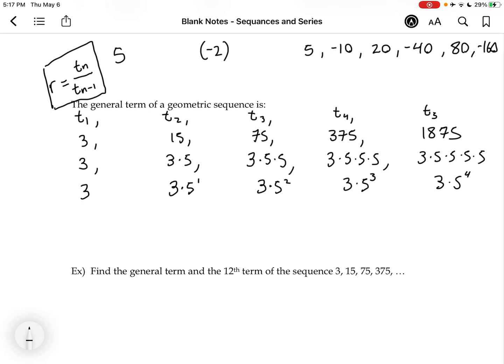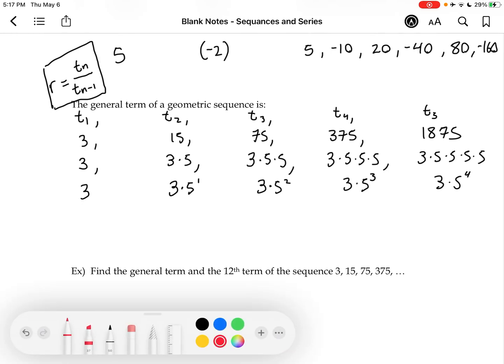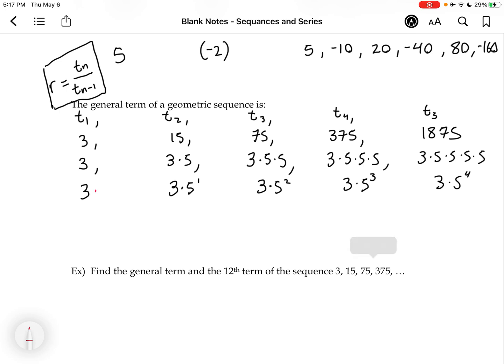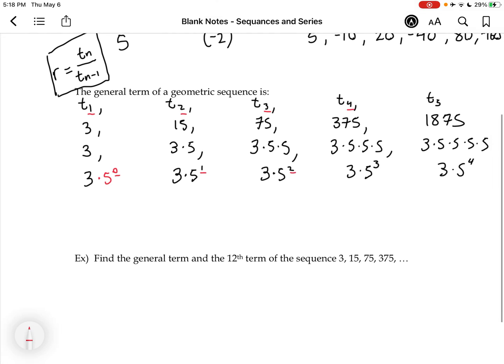Okay, and actually, if I wanted to be consistent, I could write this as 3 times 5 to the 0, right? So that also has a times 5 to something, because anything raised to the power 0 is just 1. Okay, and now what we can do is ask, how does the number of 5s compare to the term number? And we can see that it's always 1 less. The number of 5s that we multiply the first term by is always 1 less than the term number.